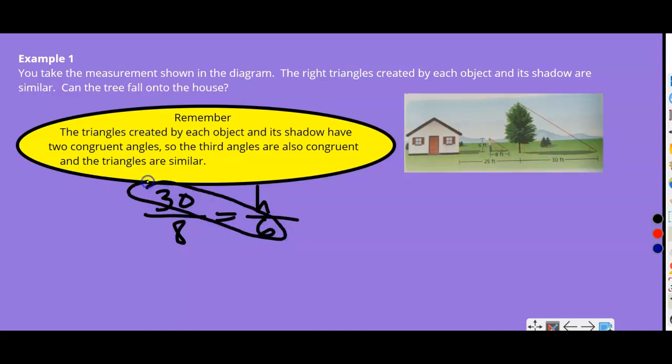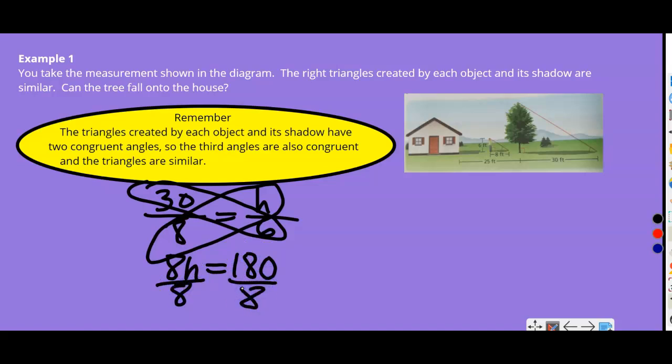So we can cross multiply when we have a proportion. So we're going to have 8 times h equals 30 times 6. 6 times 3 is 18, add a 0. All right, divide both sides by 8. 180 divided by 8 is 22.5 feet. Since we're using feet as a unit in all of these, then h would be solved in feet as well.